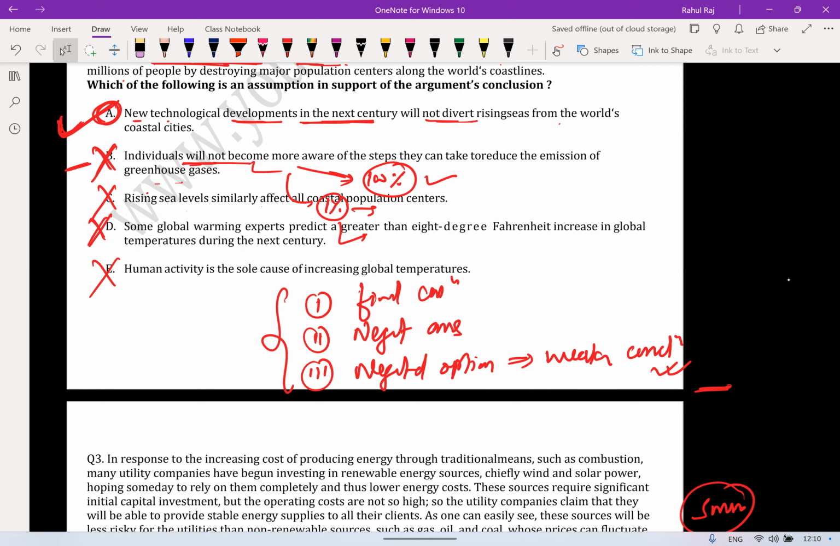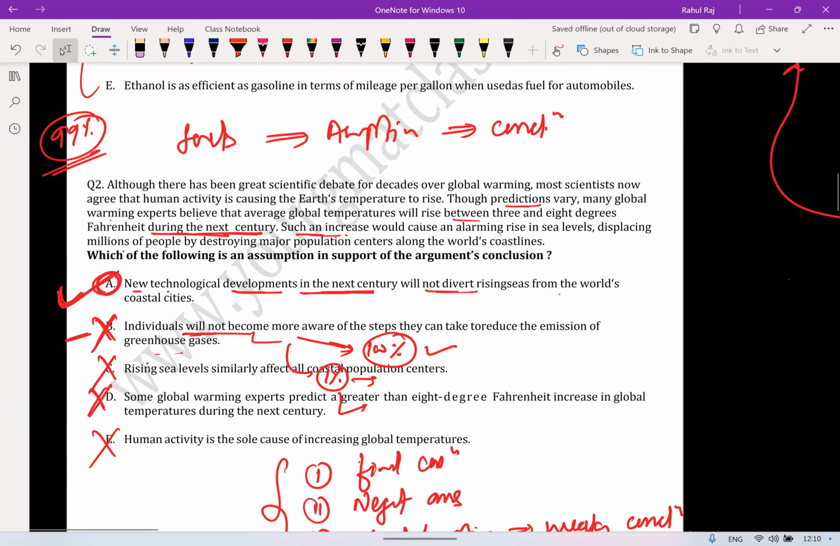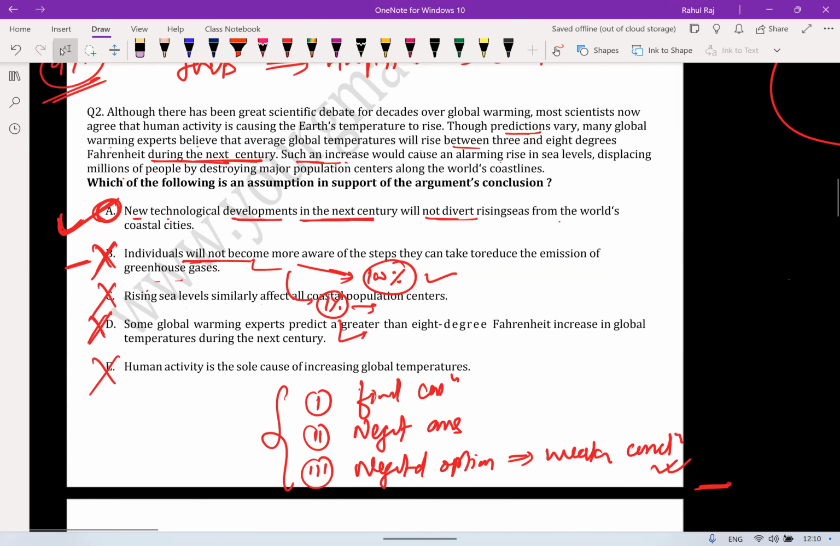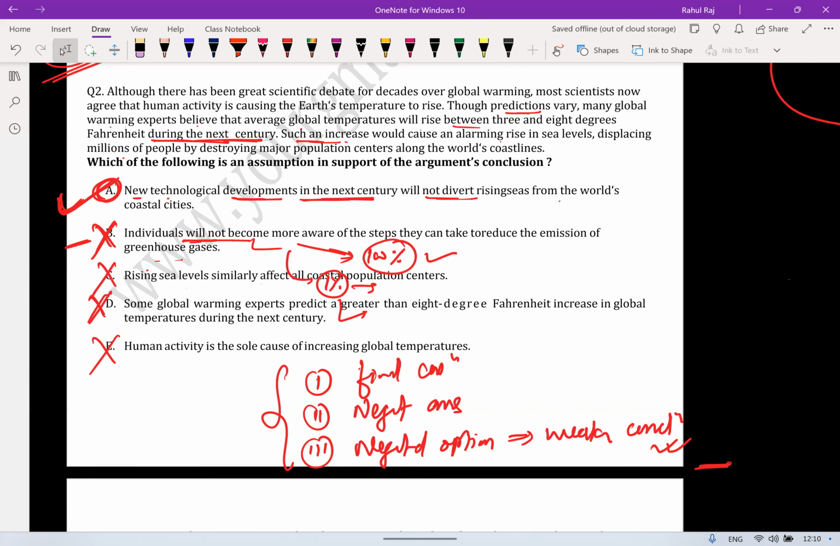Rahul, can you explain 2 and 3 once again so I get a little more clarity? Step 2 and 3, negating the answer, and the negated option being compared to the conclusion. So imagine you negate option number A now. Negate option number A for yourself. Okay, so basically there is a not, right? The not will be cancelled off. No, read the entire sentence. Read it loud so that others also listen. New technological developments in the new century will not divert rising seas from the world's coastal cities.